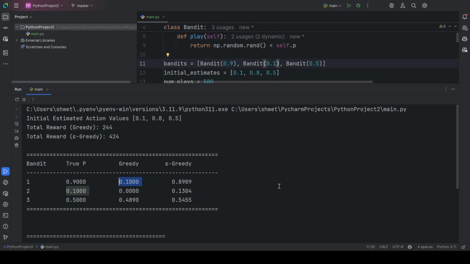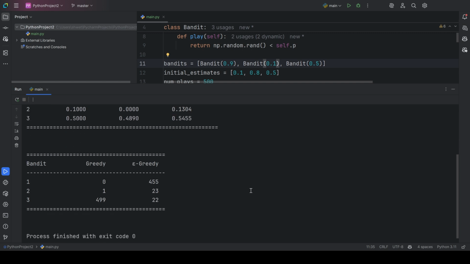On the other hand, epsilon greedy policy always explored. Even if it thinks that first bandit is the best, it would still sample some rewards from the other two. And therefore, it did learn the action values that were closer to the true probabilities of the bandits. We can see that Epsilon Greedy picked the best bandit 455 times, but Greedy did not even play the best bandit even once. So that is one issue if you never explore.